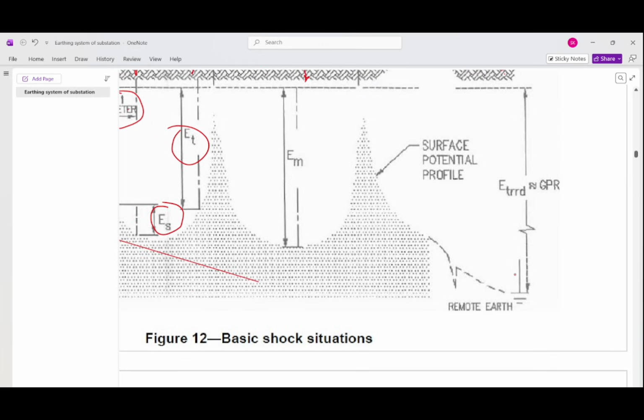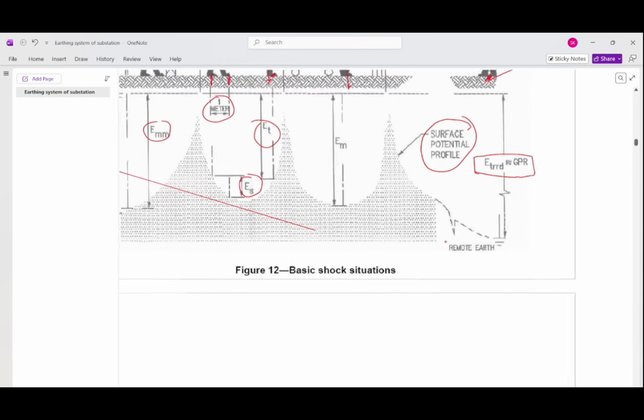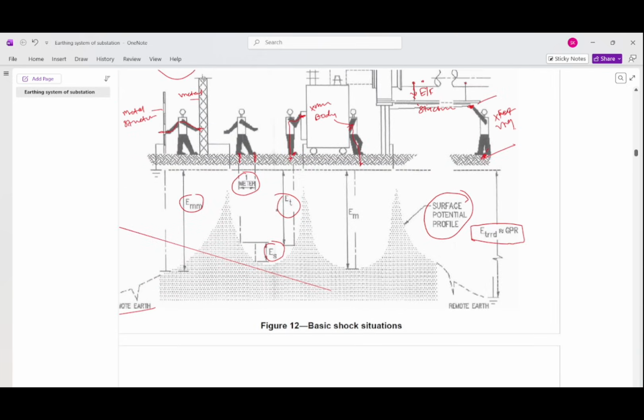So these are the different voltages, this is the surface potential profile, how voltages are changing, E transferred or GPR, remote earth is there. So basic shock situations you can see. So these are the potential values, like this it is higher one, these values are shown on the graph.